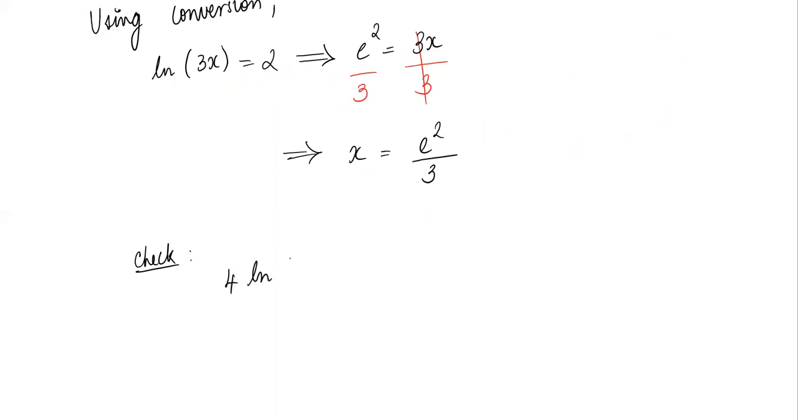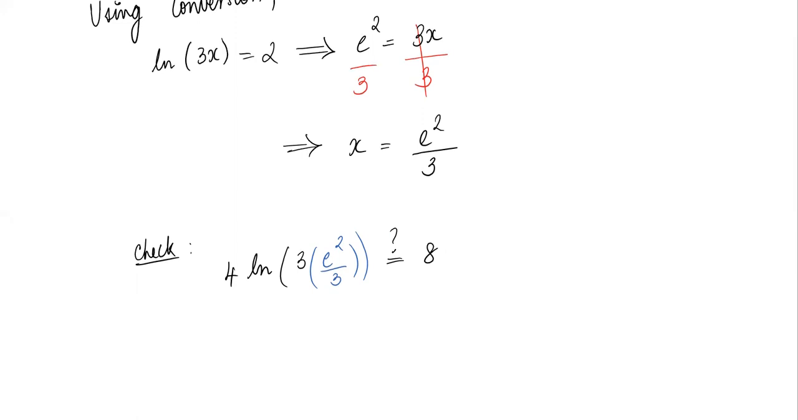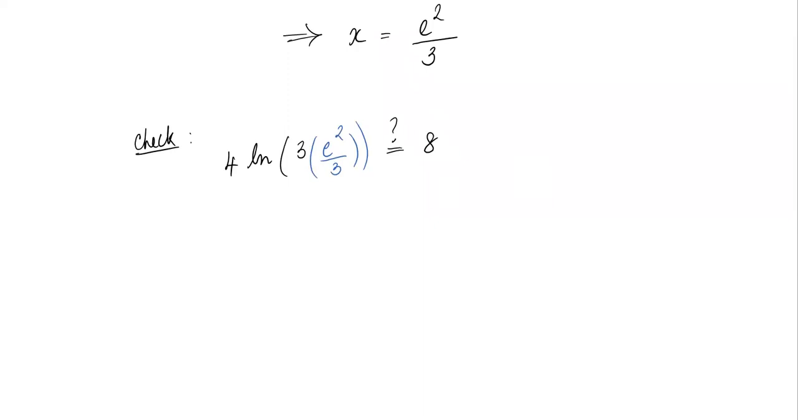4 ln 3, and in the place of x, I plug in e squared over 3, and want to know if that is equal to 8 on the other side. So there's really no calculation on the right-hand side. You have everything to do on the left. Okay, these two go away, the 3 and the 3. 4 ln e squared equals 8.